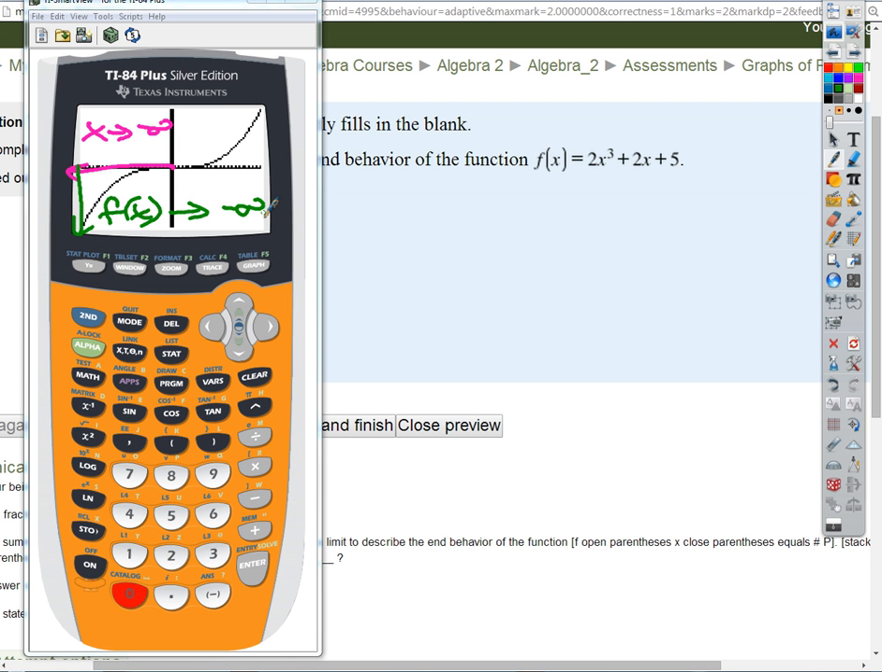Okay. What would the answer have been if we would have been approaching positive infinity? Positive, right? In that case, when we go to the right, we go up, so it would have been positive infinity, right? Okay?